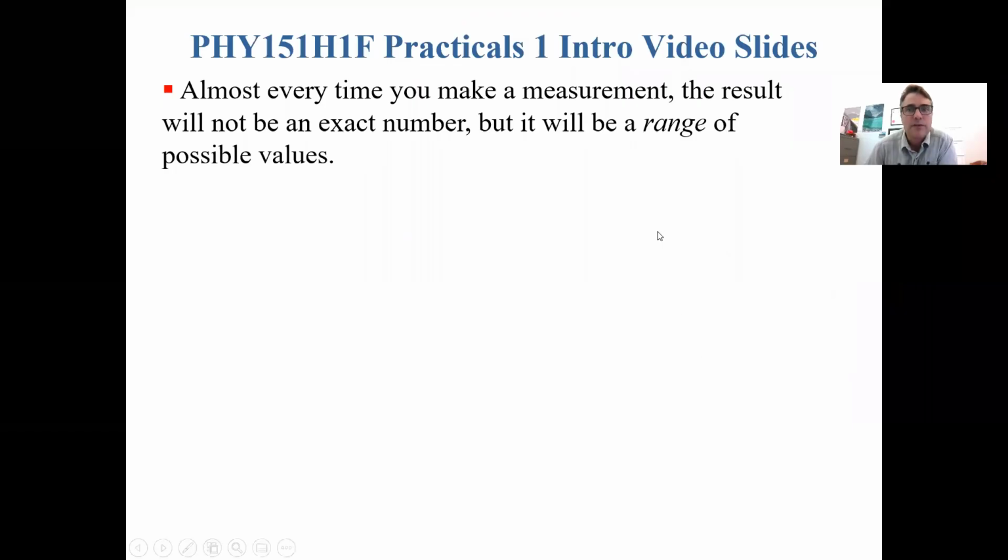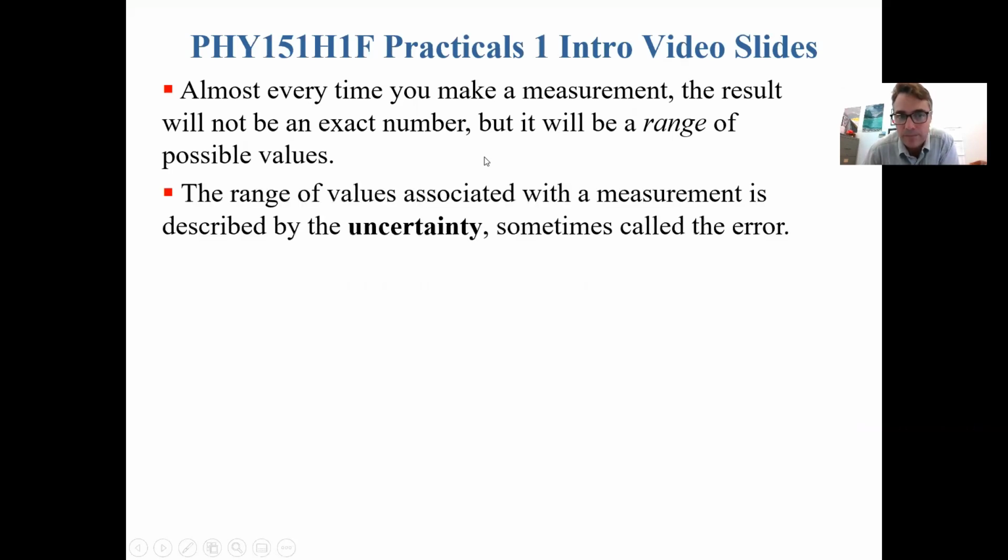So this first week, we're going to start in on one of the most important topics in physics and experimental physics, which is uncertainty analysis. So I want to share some slides with you. So almost every time that you make a measurement, the result will not be an exact number, but it will be a range of possible values. The range of values associated with a measurement is described by the uncertainty. Some people call this the error, but I think it's better to call it uncertainty.